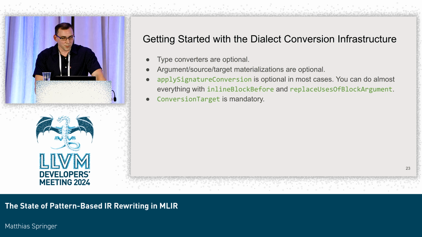Here are just a few quick tips, or things that I found useful as I was learning about the dialect conversion. A lot of things are optional. Type converters are optional. With the recent changes, argument, source and target materialization is optional. Apply signature conversion is optional, so you can do most of this stuff with inline block before and replace uses of a block argument. So if you're trying to learn about the dialect conversion, forget about all these three things. Just look at the dialect conversion in isolation, and then you already took out a lot of complexity. The conversion target is mandatory because that one specifies which ops are illegal, and if you don't have that, then, well, you don't process any ops.